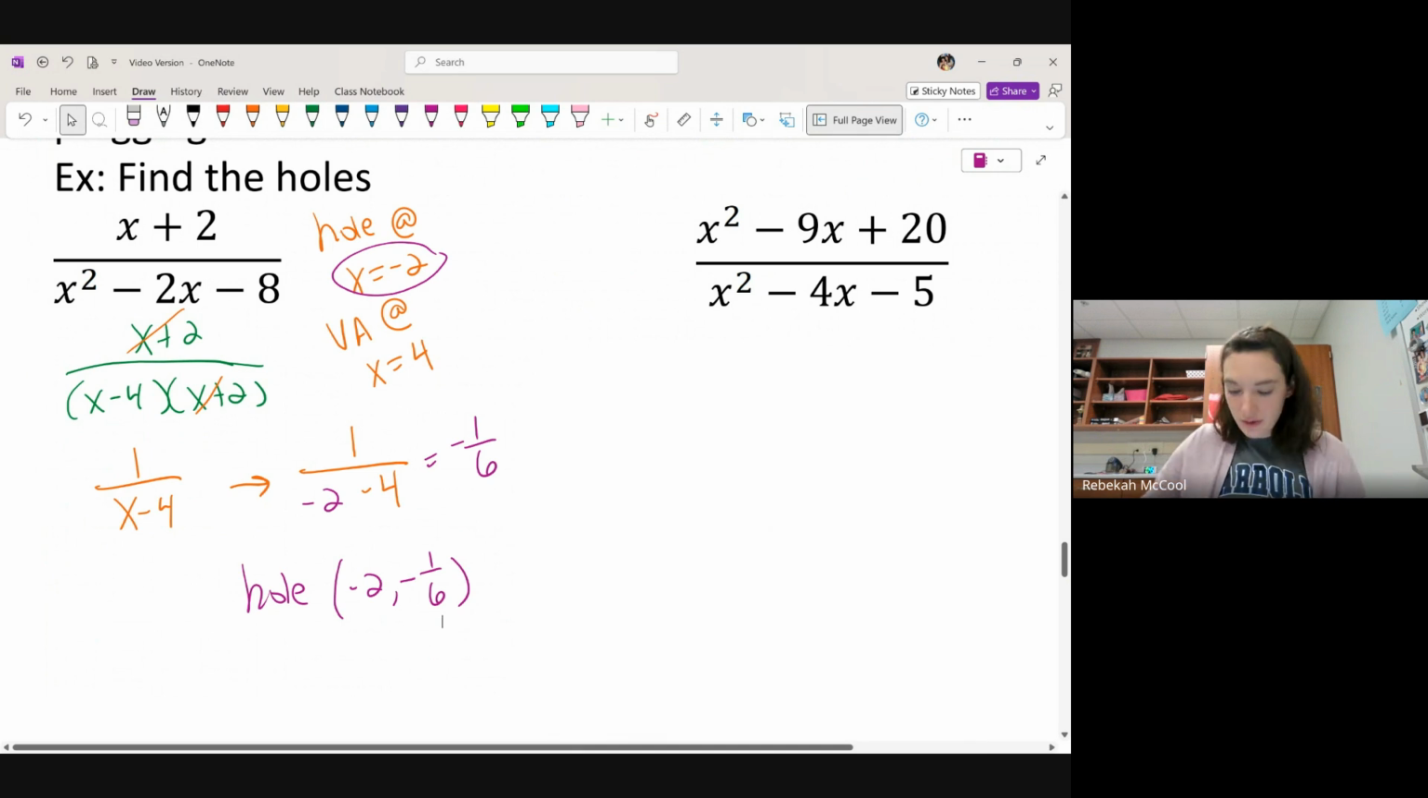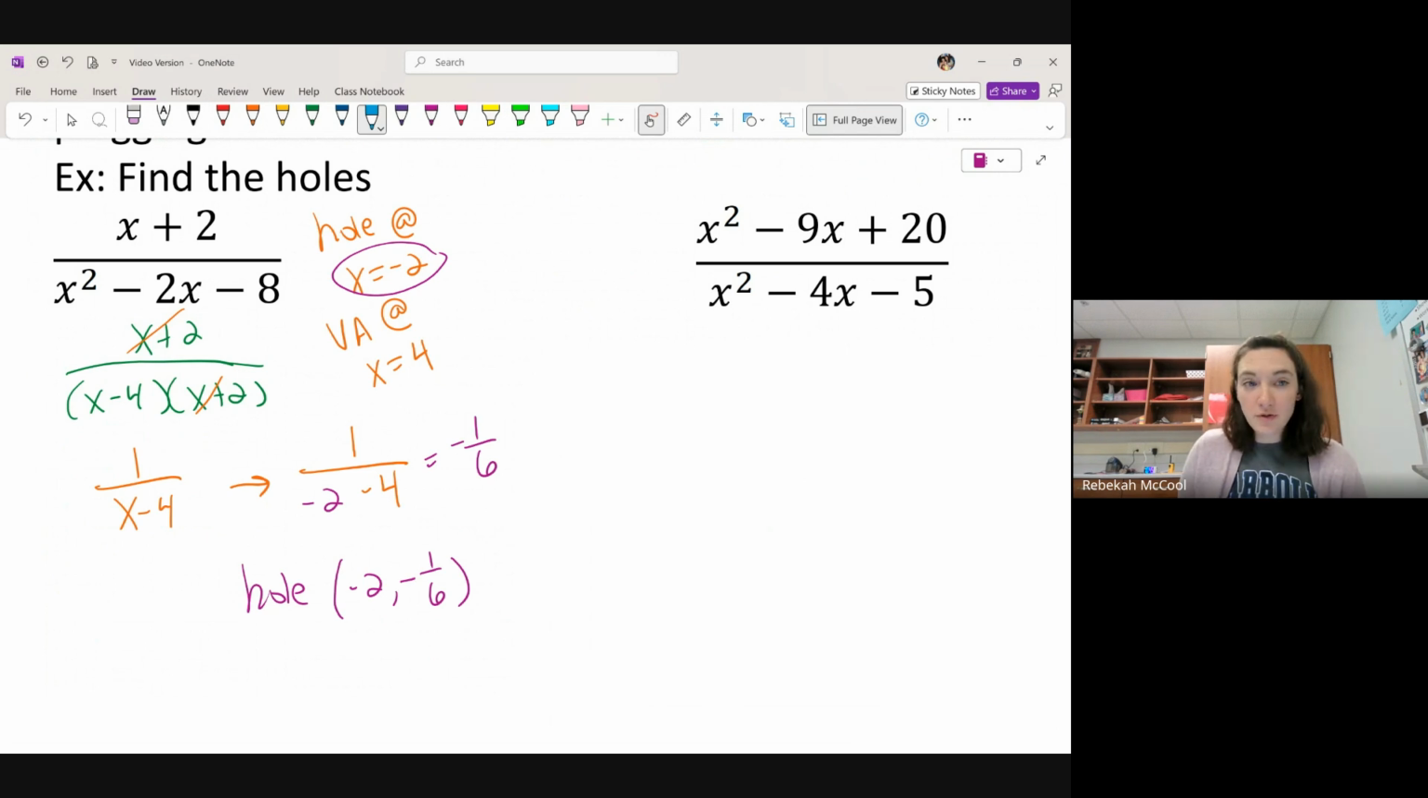So we can do this again with the next problem. (x squared minus 9x plus 20) over (x squared minus 4x minus 5). Two numbers that multiply to get to 20 and add to get to -9 would be -5 and -4. And in the denominator, two numbers that multiply to get to -5 and add to get to -4 would be -5 and +1.